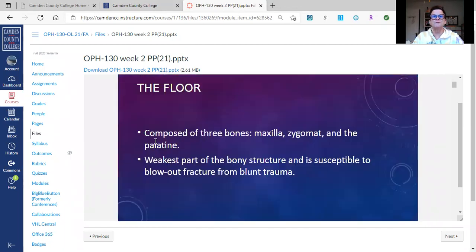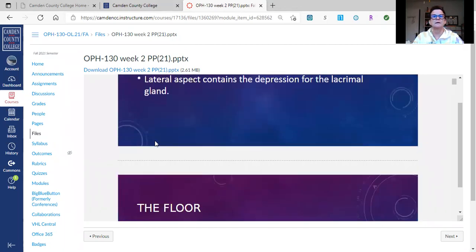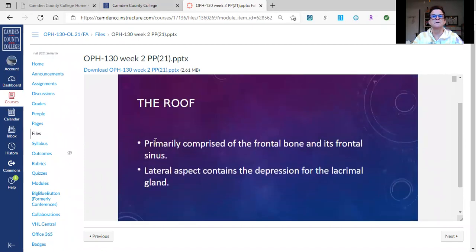So the roof, sorry, a little touchy. So the roof of the orbit is primarily composed of the frontal bone, okay? This is the frontal bone here, right here. You can feel it right under your eyebrow. Take your fingers along your eyebrow. That is the frontal bone. That is the roof primarily. Now, other bones contribute to the roof, but what I want you to be aware of is that the roof is primarily composed of the frontal bone.